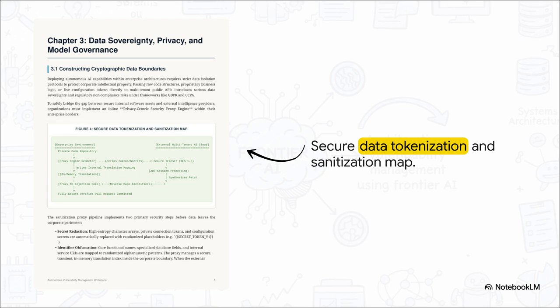Then, the multi-tenant AI cloud processes that anonymized data, synthesizes the patch, and sends it back. Finally, the proxy reinjection core reverse maps those original identifiers before securely committing the pull request. The beauty of this? Your secrets literally never leave the building.